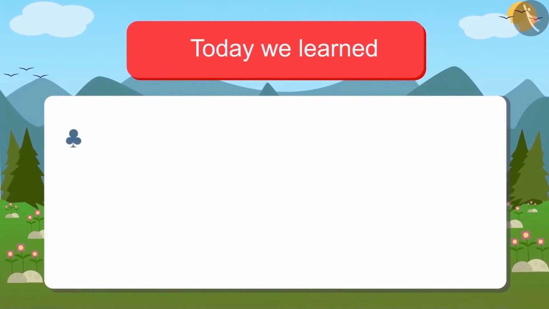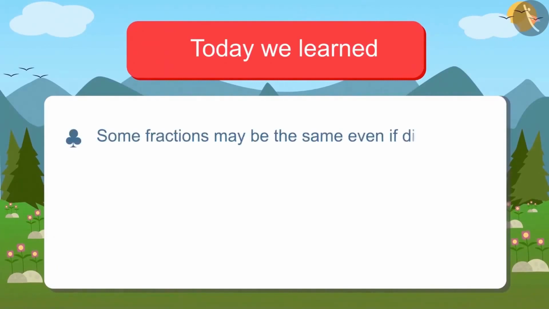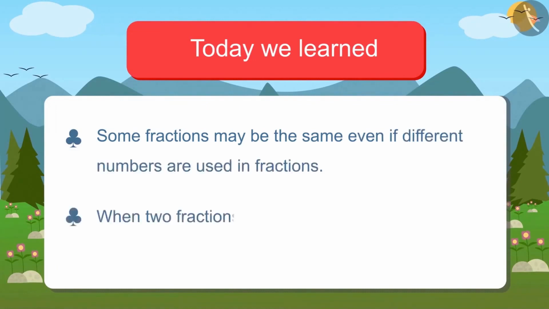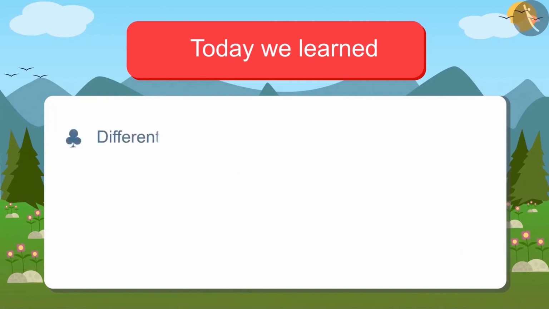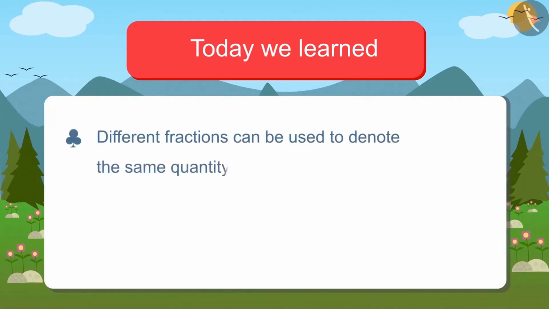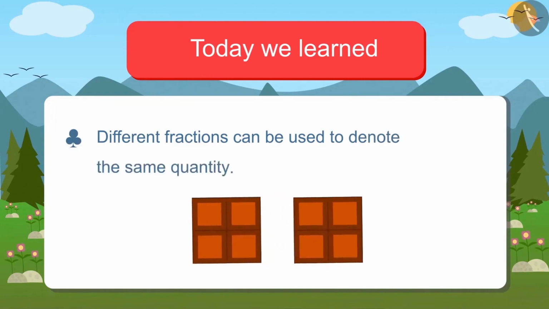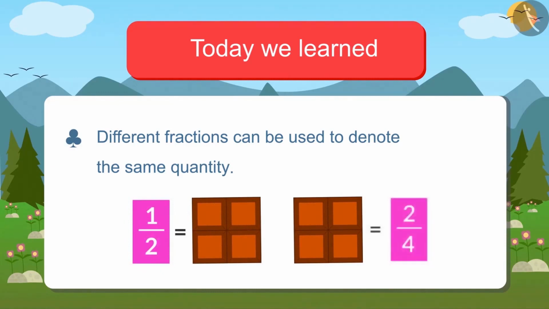Today we learned that some fractions may be the same even if different numbers are used in fractions. When 2 fractions represent the same quantity of a substance, they are called equivalent fractions. Hence, different fractions can be used to denote the same quantity. Example, in order to represent half of chocolate, one can write 1/2 and also 2/4.